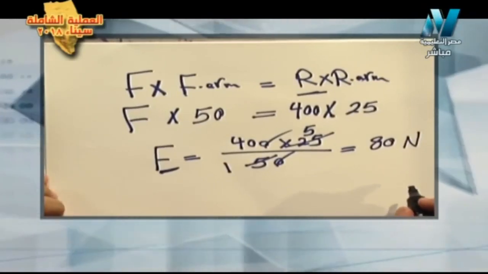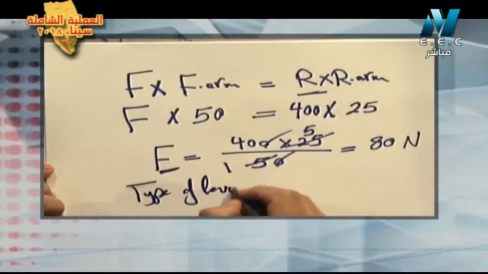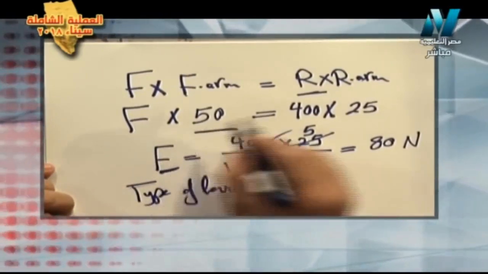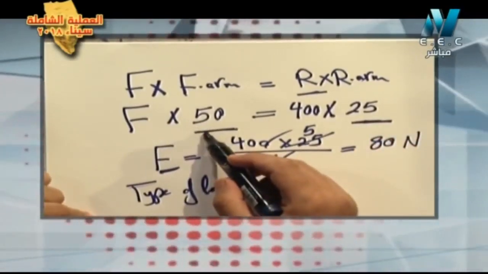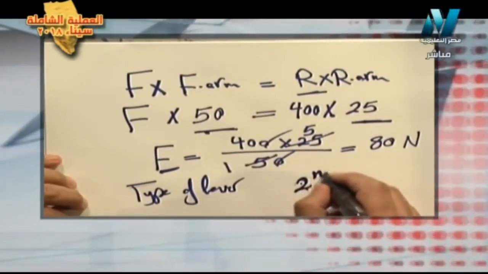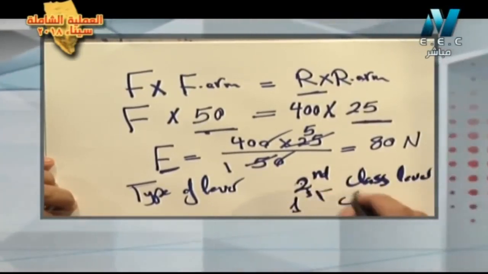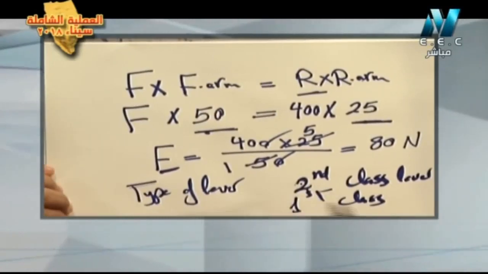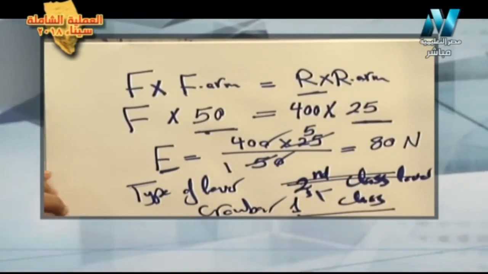The last question is to mention the type of the lever. Type of lever. I can find it by what? By comparing effort force arm and the resistance arm. I can see here effort force arm is longer than the resistance arm, so it will be second class lever or sometimes first class lever. But here in the problem it says crowbar, so surely it will be first class lever only. Here I will exclude second class lever completely because we learned that a crowbar is a first class lever.